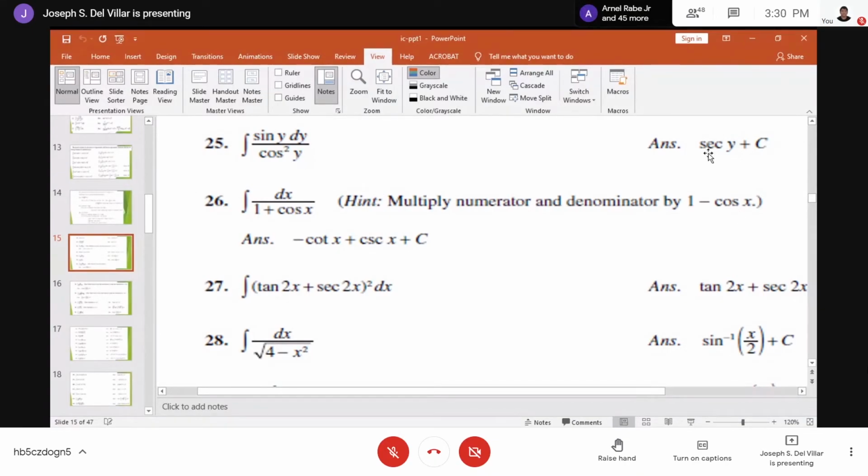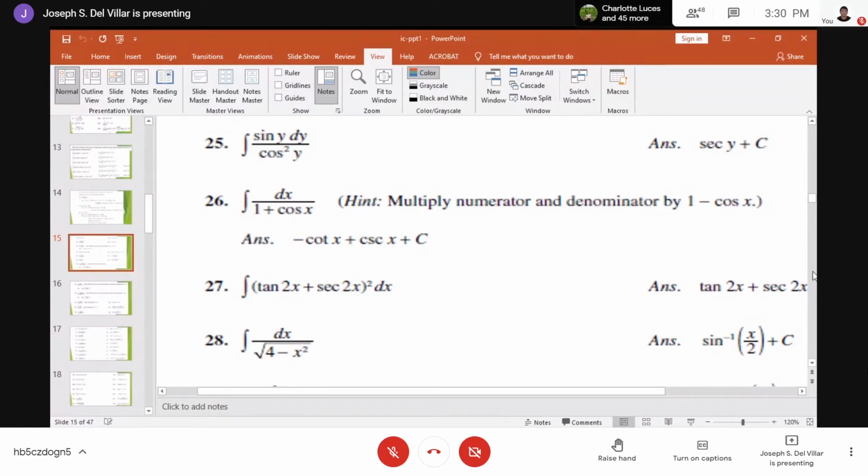Okay? Kaya siya naging secant y plus c. Because yung isang cosine, hiniwalay natin, sinama natin sin y over cosine y is tangent y. Eh may natirang 1 over cosine y sa baba. But 1 over cosine is simply secant, di ba? So meron na tayong integral of tangent y, secant y dy. That is exactly the formula. Okay? So we integrate that, so that is simply equal to secant y plus c.